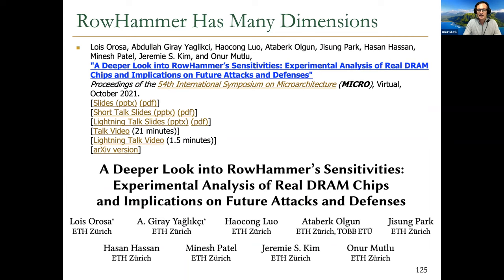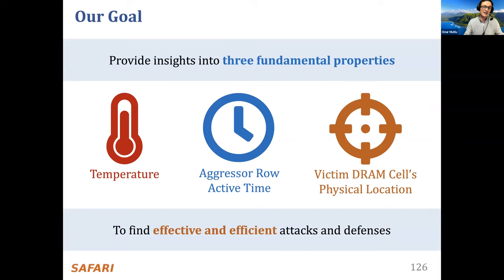There are some unstudied aspects of RowHammer that I believe make it even worse and maybe even better from a defense perspective. From an attack perspective, you can craft worse attacks, meaning more effective attacks. From a defense perspective, hopefully you can craft more efficient defenses. If you have insight into 3 fundamental properties of DRAM: temperature, aggressor row active time, and victim DRAM cell's physical location. I will cover these relatively quickly.